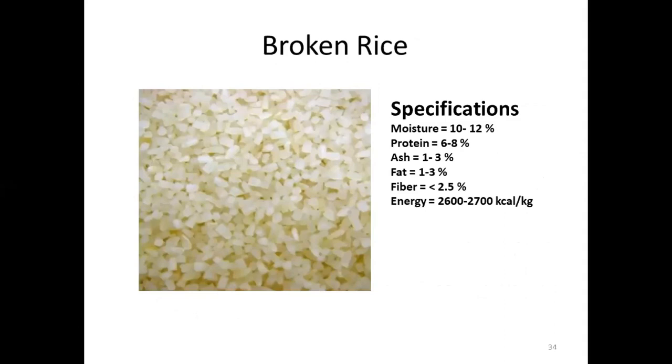These are the various specifications for broken rice: moisture 10 to 12%, protein 6 to 8%, minerals 1 to 3%, fat 1 to 3%, fiber less than 2.5%, high energy 2600 to 2700 kilocalorie per kg. We can assume like this.